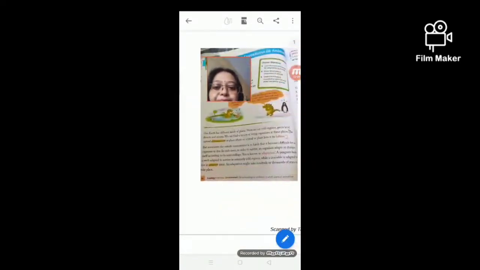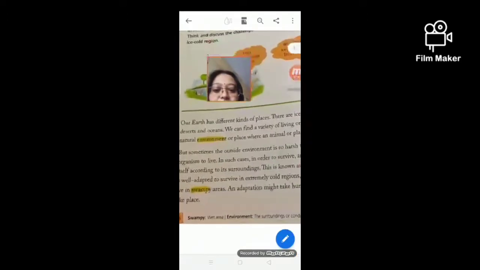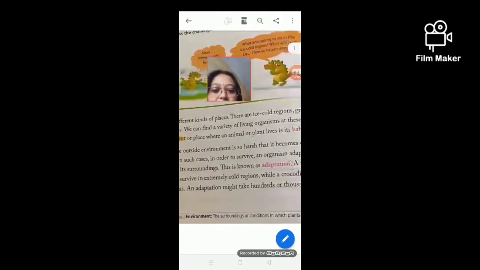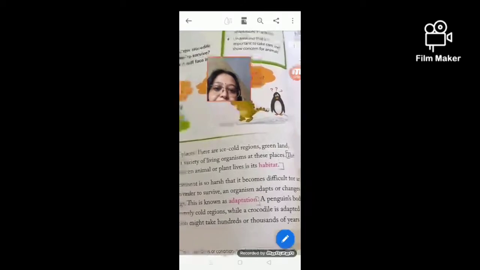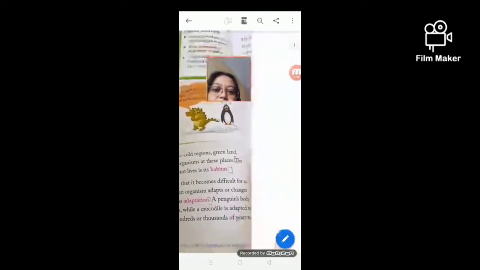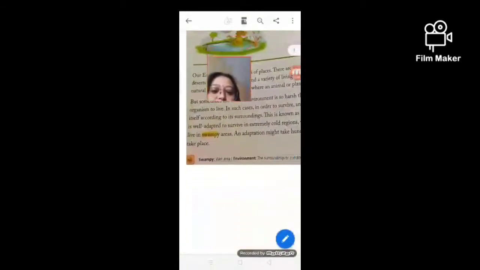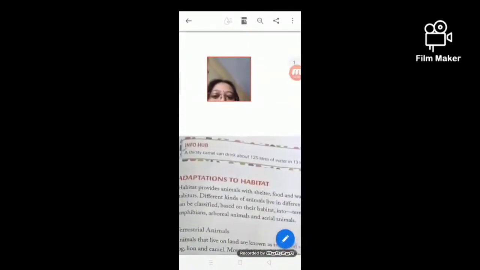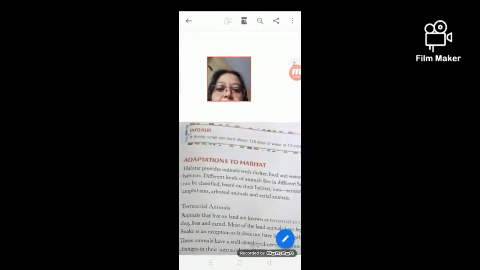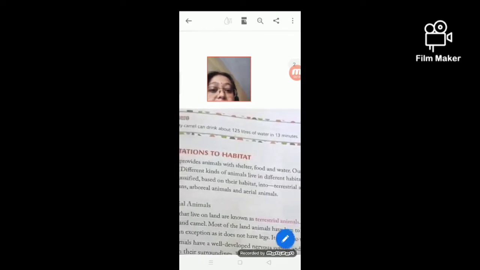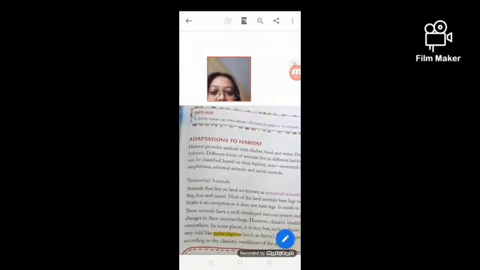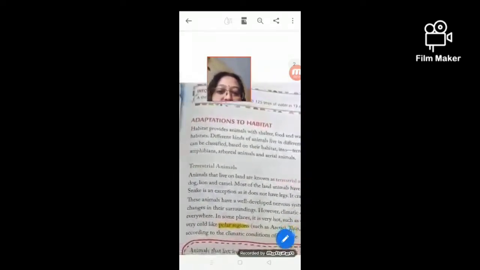Now, read this meaning also. Swampy means wet area. Environment is the surroundings or conditions in which plants or animals live. Info Hub: a thirsty camel can drink about 125 liters of water in 13 minutes. This is for your information.